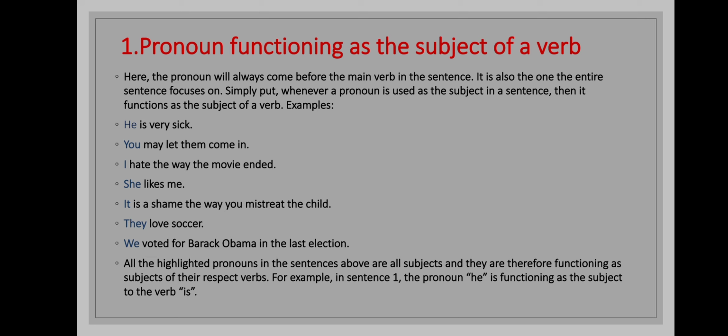All the highlighted pronouns in the sentences above are subjects and they are therefore functioning as subject of their respective verbs. For example, in sentence 1, the pronoun is he and it is functioning as a subject to the verb is.